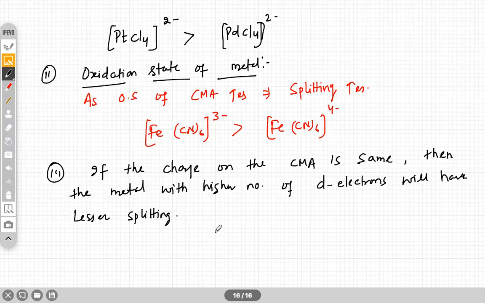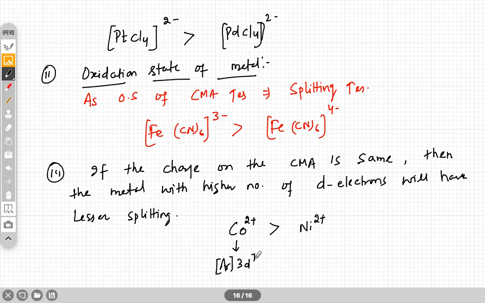So suppose you have a complex with Co2 plus oxidation state and one with Ni2 plus oxidation state. In Co2 plus, the splitting would be more, because its configuration is argon 3d7, and for nickel, it is argon 3d8. So more electrons, lesser will be the repulsion.